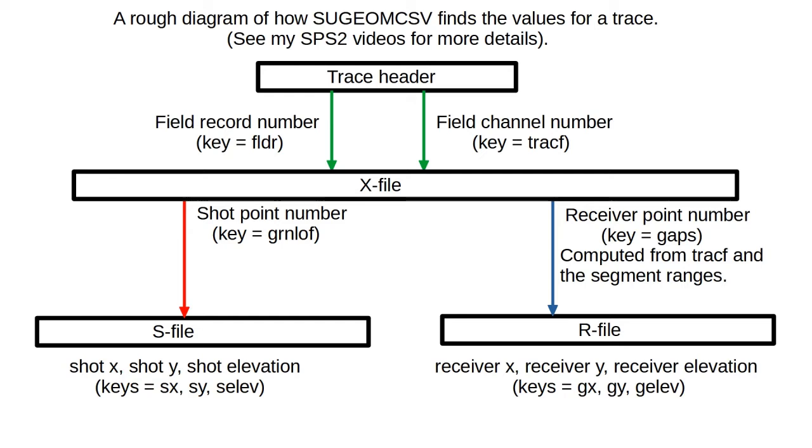First, the field record number and the field channel number from the input trace headers are used to find the correct X record. The shot point number from the X record is updated to the output trace headers. The receiver point number of the input field channel number is computed from the channel range and receiver range of that segment and also updated to the output trace header. A second SUGEOMCSV then uses the shot point number to find the correct S record, and the values from that S record are updated to the trace headers. A third SUGEOMCSV then uses the receiver point number to find the correct R record, and the values from that R record are updated to the trace headers.